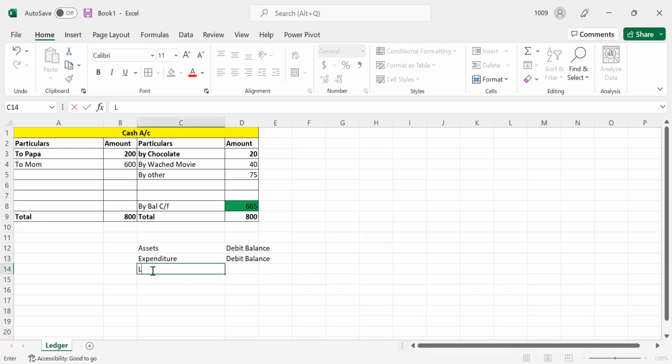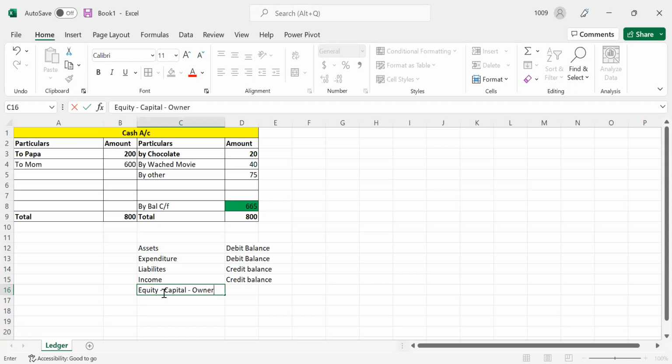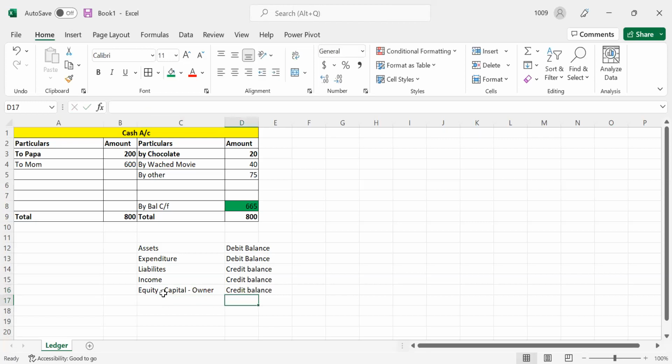Now if we talk about liabilities, all liabilities have a credit balance. If I talk about income, all income has a credit balance. If I talk about equity, sometimes we say capital. Capital means the owner's capital, which belongs to the owner of the company, and always has a credit balance. So these are the important points that you need to remember.